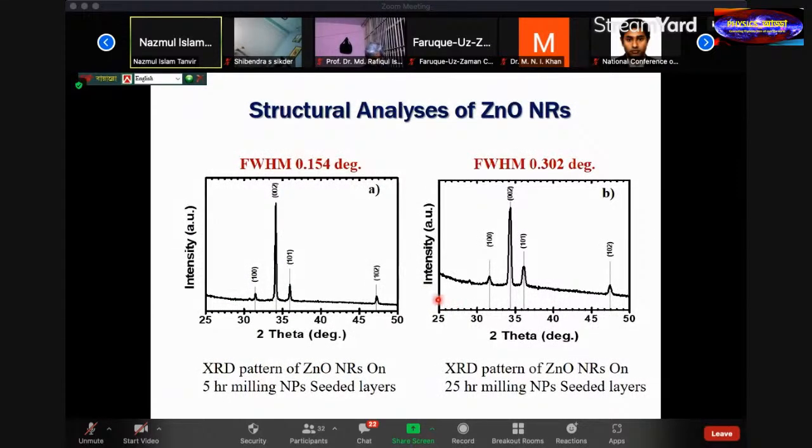And this is the structural analysis of zinc oxide nanorods. This is for the 5 hours milling NPs seeded. Okay, this is the 25 hours, and the first is the maximum 0.154 degree, and then this is 0.32 degree. From this structural analysis of zinc oxide nanorods, we can say that a smaller crystallite size can also be seen for 25 hours zinc oxide NRs compared to 5 hours zinc oxide NRs from the XRD product.